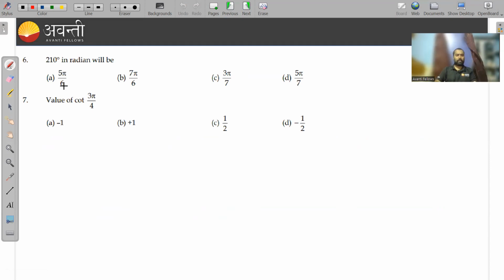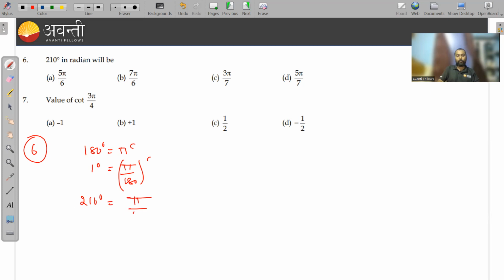Number 6 is saying convert 210 degrees into radians. The angle is given in degrees, and you need to convert it into radians. We already know 180 degrees is pi radians, so 1 degree is pi upon 180 radians. Similarly, 210 degrees will be pi upon 180 into 210, right?